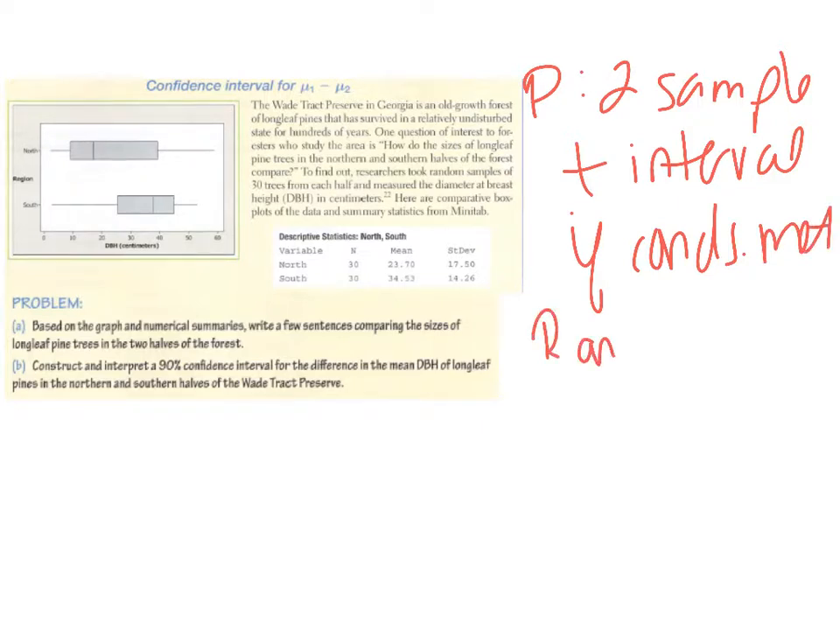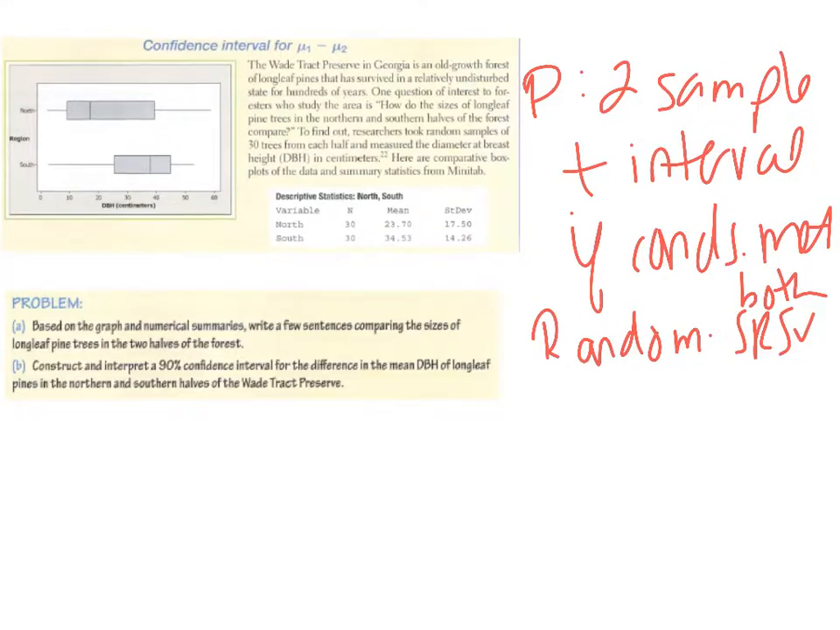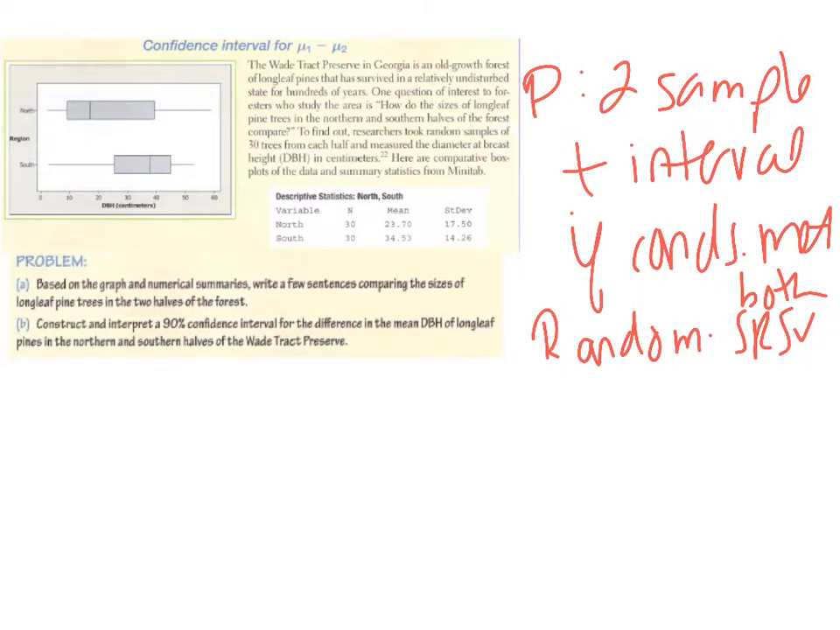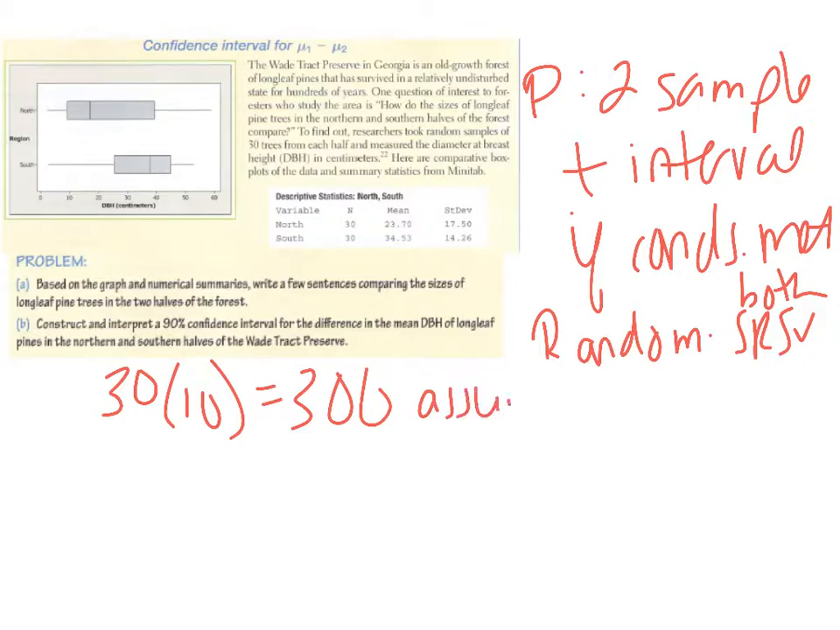Okay, is it random? Yes, they were both SRS. So both of our samples were a simple random sample of the population. Okay, I need to check my 10% conditions for both areas of the forest. I have a sample of 30 trees from each end, which would give us 300. And so we can assume that there are more than 300 trees in both ends of the forest.